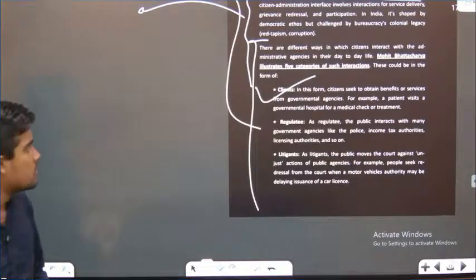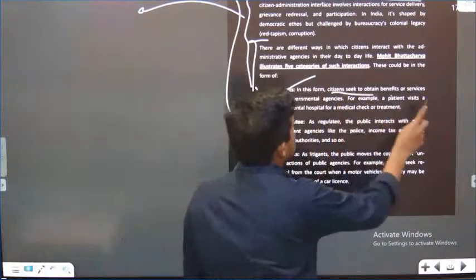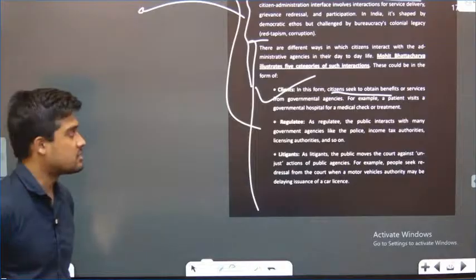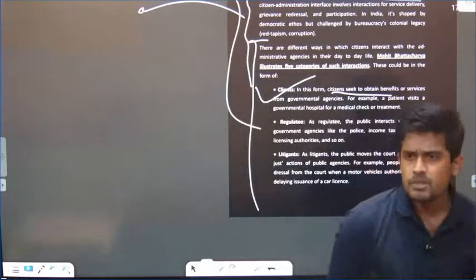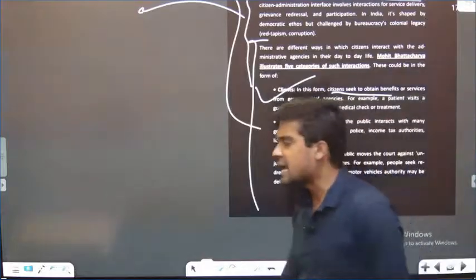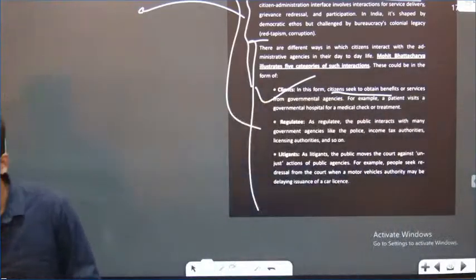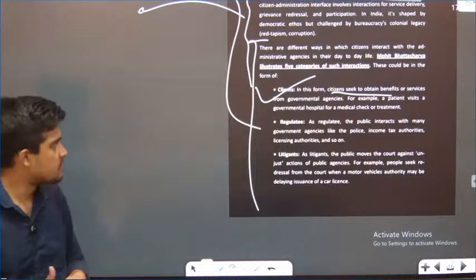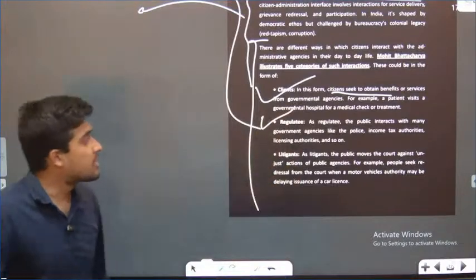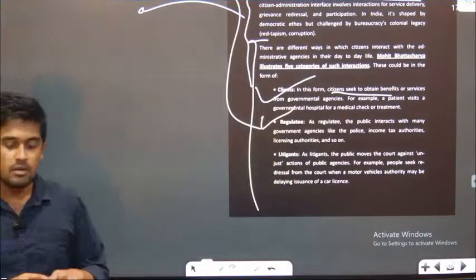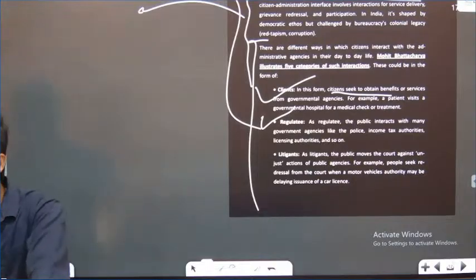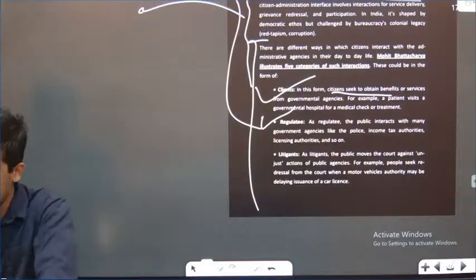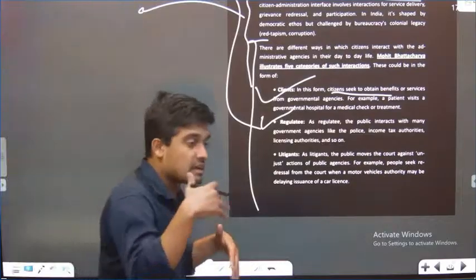In this form, a citizen seeks to obtain benefit or services from a government agency. For example, a patient visiting a government hospital is acting as a client, the way they behave with private service providers. Second, they are a regulatee. The government is a regulator, and somebody who is getting regulated is called a regulatee. Their actions are regulated by the government.